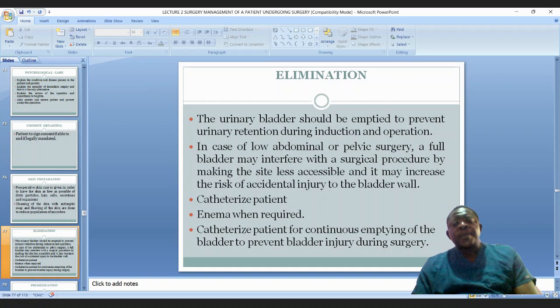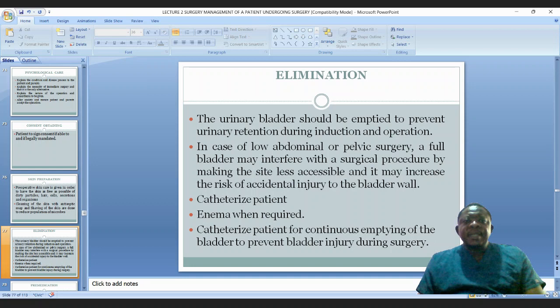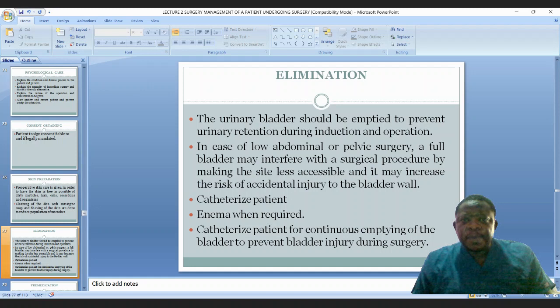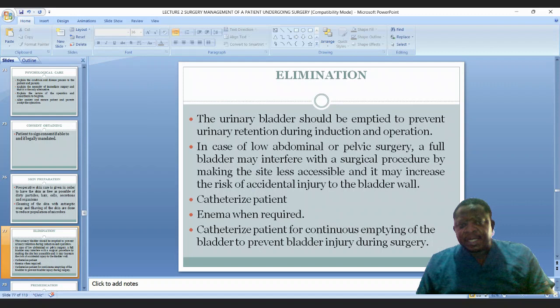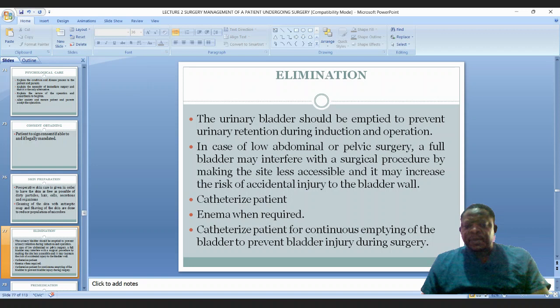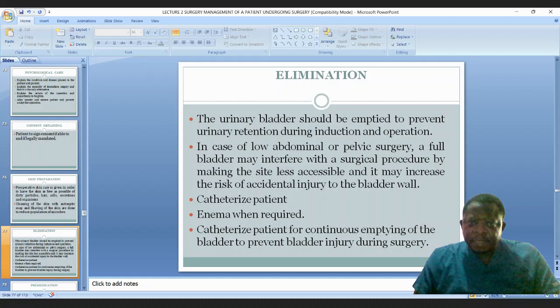In an emergency situation, to do with elimination as part of the framework of nursing care, the urinary bladder should be emptied to prevent urinary retention during induction and operation. In case of low abdominal or pelvic surgery, a full bladder may interfere with the surgical procedure by making the site less accessible, and it may increase the risk of accidental injury to the bladder wall. So in such instances, catheterize the patient. You can also administer an enema to reduce the amount of fecal matter in the rectum. You can catheterize in order to avoid surgical errors because the bladder is affecting the access to the other organs, and for continuous emptying of the bladder to prevent bladder injury during surgery.